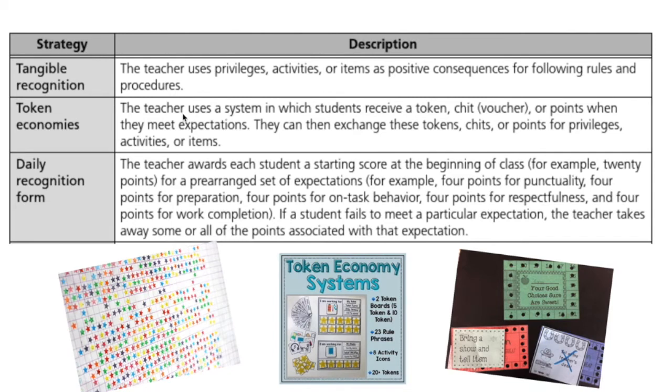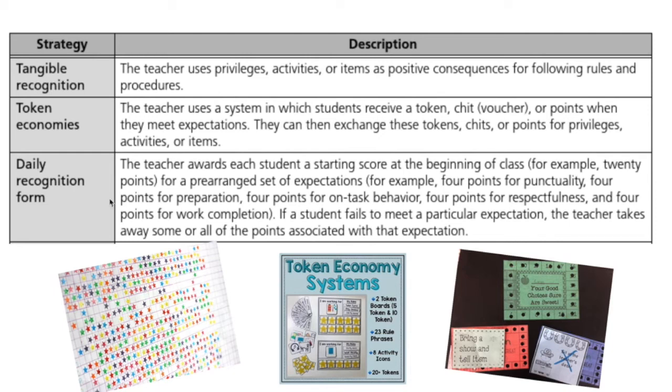Or token economies. A teacher could develop and use a system where students receive tokens, chits, like we call vouchers, or points when they meet expectations. They can then exchange these tokens or chits or points for privileges, activities, or items. So it might be where they develop so many and then they can cash it in. In this case, the teacher is using a punch card for desirable behaviors or compliance with procedures and actions. And then when the punches are all filled up, the student can select a choice activity, such as bring a show and tell item. Or in this case, what does it say? It says sit down at the teacher's desk for a while.